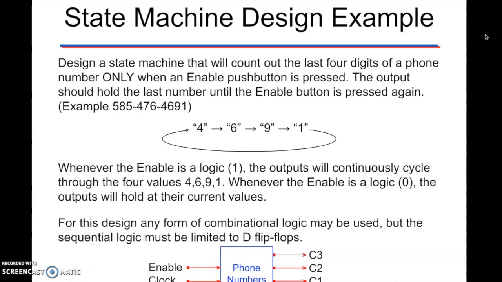So the example we're working with is the fake phone number 585-476-4691, and our display is going to be 4, 6, 9, and 1. So whenever the enable is a logic 1, the outputs will continuously cycle through the four values of 4, 6, 9, and 1. And whenever the enable logic is 0, the outputs will hold at their current values. So for this design, any form of combinational logic can be used, but the sequential logic must be limited to D flip-flops.